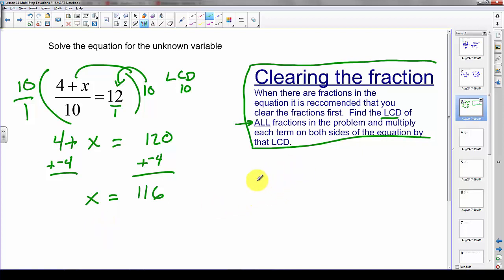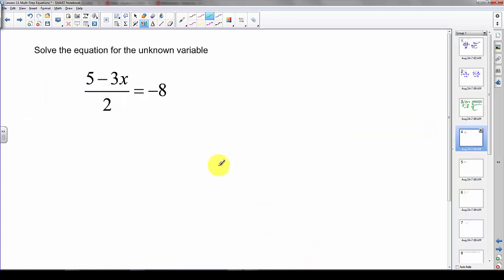If you wanted to check that, once again, we'll go back and do that. I have 4 plus this unknown value of x, which is 116, over 10. That's 120 over 10, which equals 12. And that's what my equation equals, so that checks out. Here's a very similar problem. Let's just do it again.